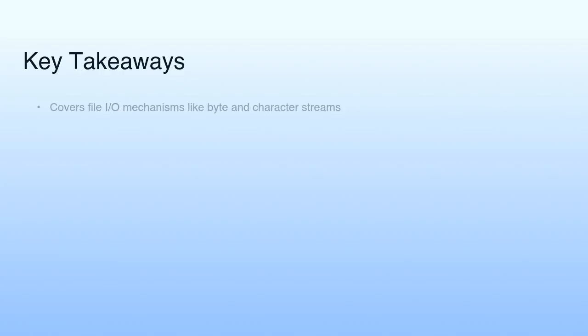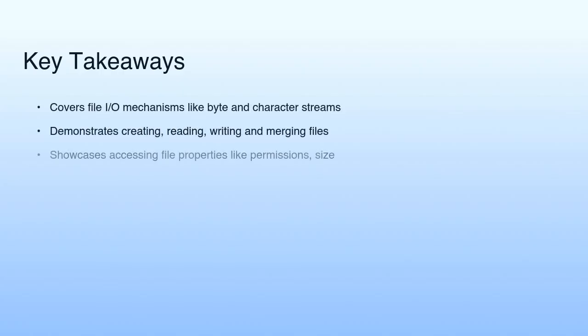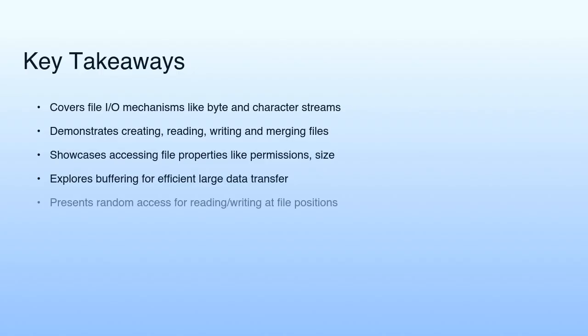This concludes our discussion on file I/O mechanisms, covering topics like byte and character streams, creating, reading, writing and merging files, accessing file properties like permissions and size, exploring buffering for efficient large data transfer, and presenting random access for reading and writing at specific file positions.